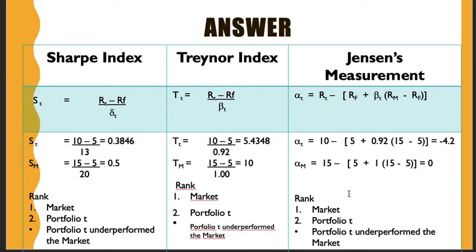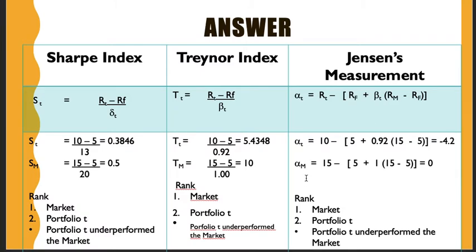Okay, and then the last one, using Jensen's measurement, where we are going to calculate the alpha of portfolio T. We want to see whether the performance of the fund manager of portfolio T is superior or not. So it is equal to the actual return minus the required rate of return using CAPM. So 10 is the expected return for portfolio T, minus RF 5 plus beta 0.92 times RM minus RF, so 15 minus 5, and you will get here negative 4.2.